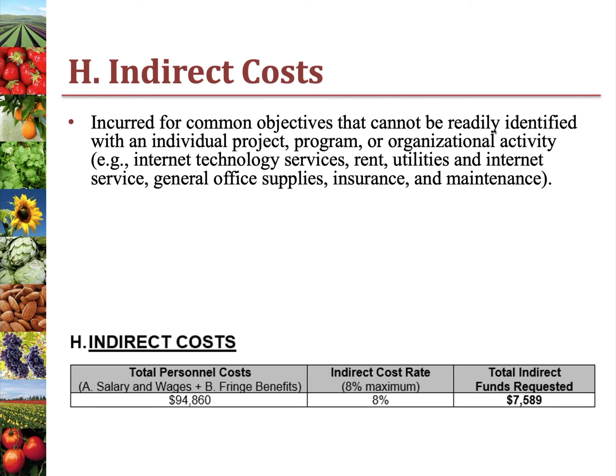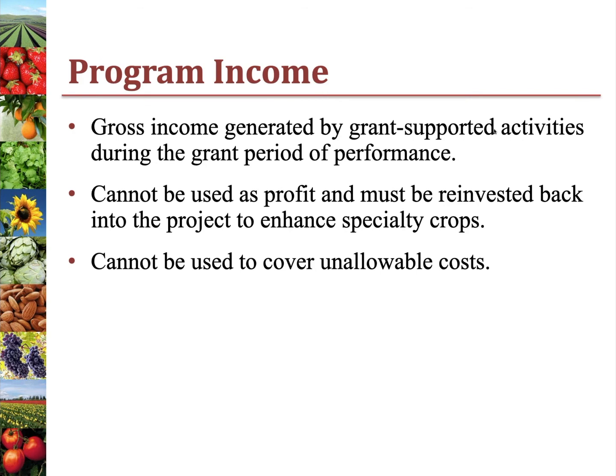And finally, category H is for indirect costs. Indirect costs are costs incurred for common or joint objectives that cannot be identified specifically with a particular project, program, or organizational activity. These include things like IT services, rent, utilities, and internet service, general office supplies, insurance, and maintenance. Indirect costs are calculated as a percentage of total personnel costs.